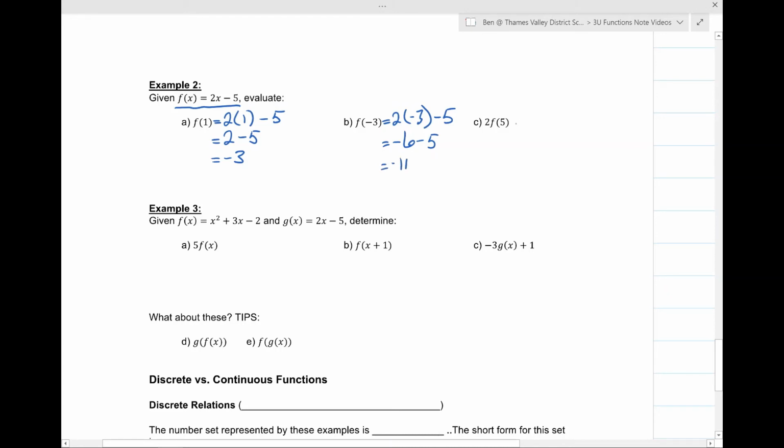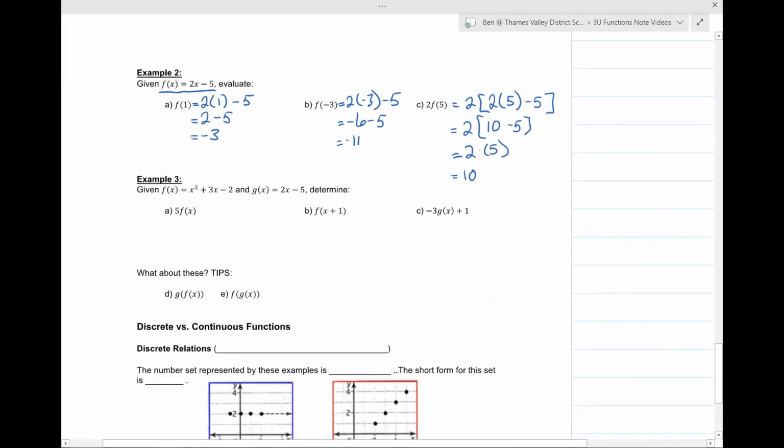And moving on, if I'm evaluating 2 times f at 5, then I'm going to use my square brackets here. 2 times f evaluated at 5. So f evaluated at 5 is 2 times 5 minus 5. Close my brackets. We'll follow our BEDMAS here. That's 2 times 10 minus 5. Again, brackets first. That's 2 times 5, which equals 10.